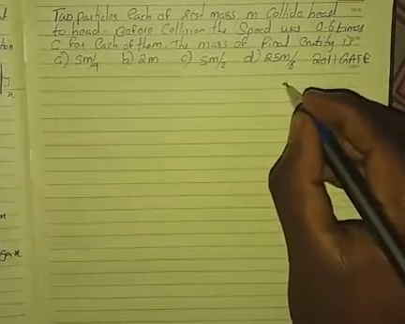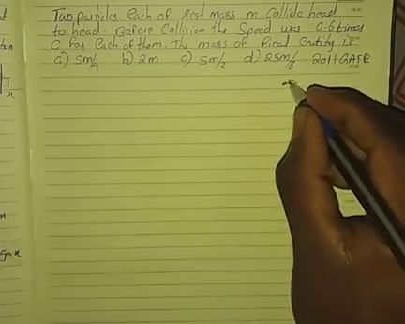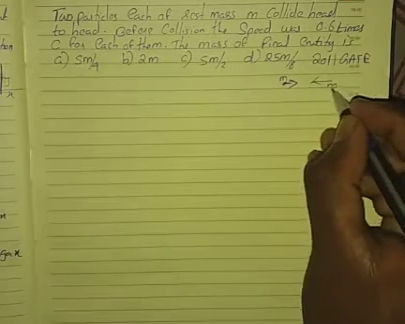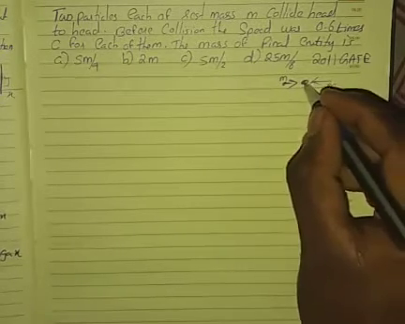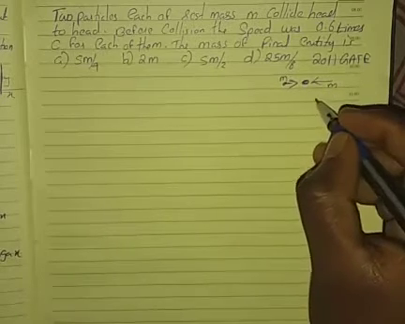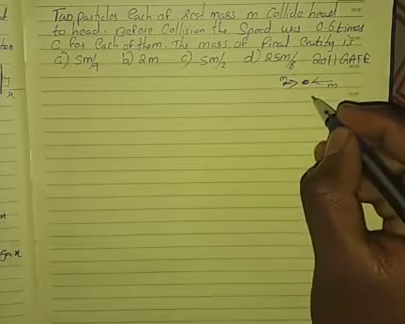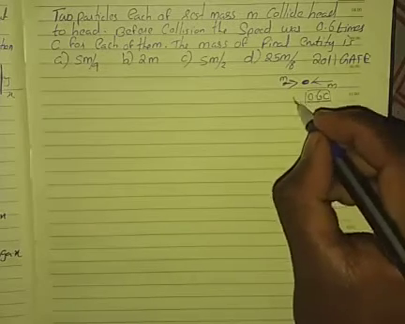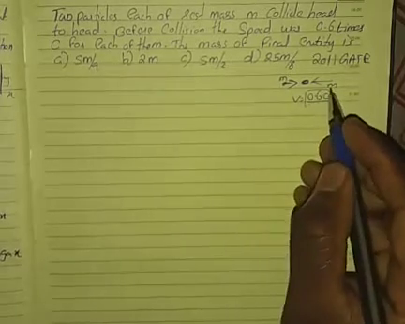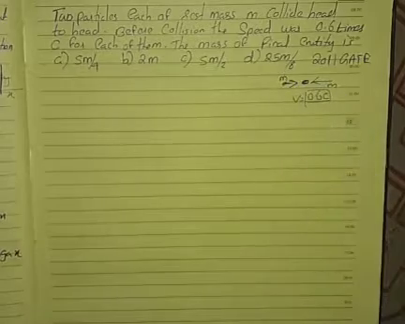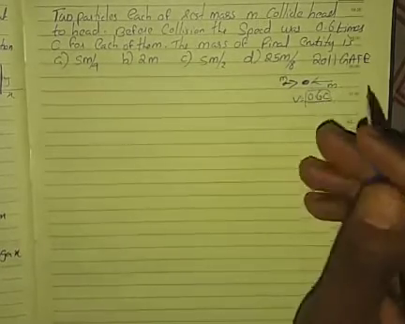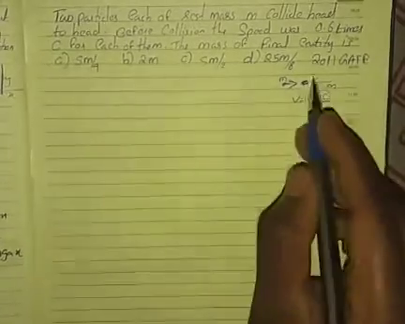The question means that there are two particles of equal mass m going to collide with each other head to head at some point in space, and each of them has a speed of 0.6 times c. What we need to find out is the mass of the final entity, that is, what the mass is after collision. Okay, we have our options here.